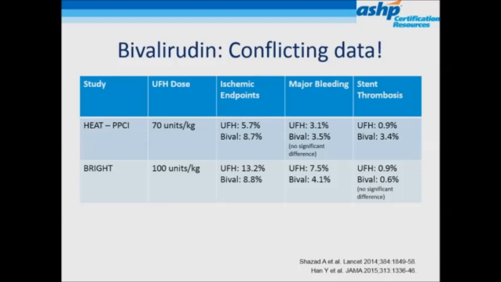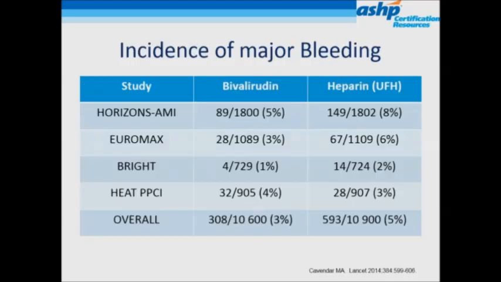The ischemic endpoints were far better with unfractionated heparin. There was no benefit gained in major bleeding, and there was a significant increase in stent thrombosis in the bivalirudin-treated patients. And in the BRIGHT trial, we had the exact opposite results, where the ischemic endpoint looked better, the bleeding looked better, and there was actually no difference in stent thrombosis, even though it was numerically higher in the unfractionated heparin-treated patients.